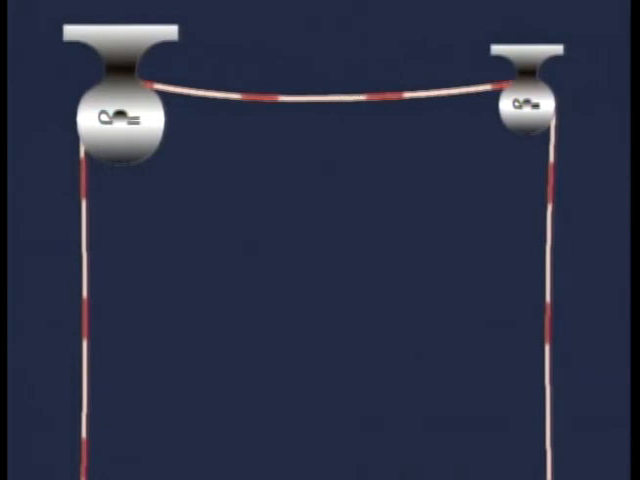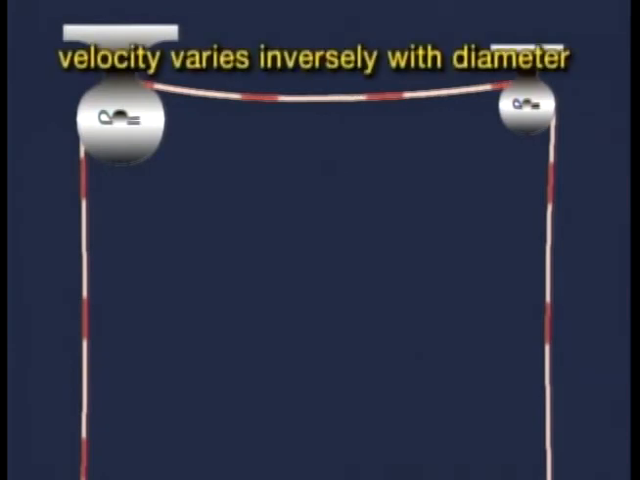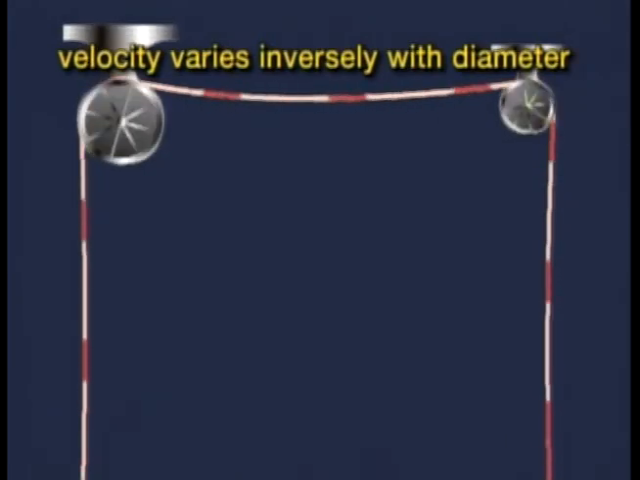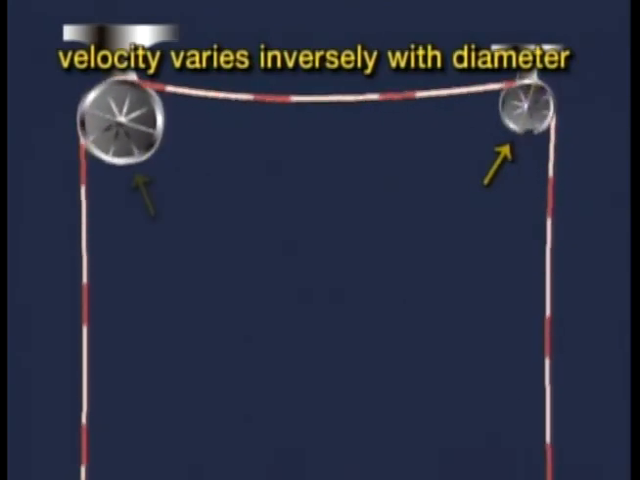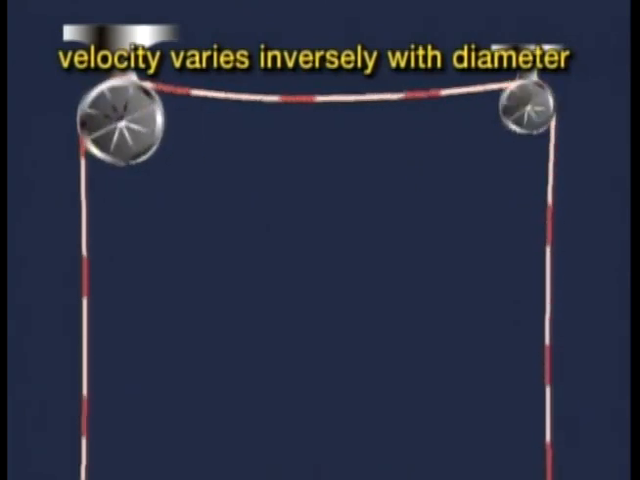Now let's look at a practical problem. The relative speed or velocity of connected pulleys varies inversely with the diameter of each pulley. Here we have a large and a small pulley. Notice how much more quickly the small pulley goes around as the rope is pulled. It has a very high number of RPMs. That's revolutions per minute. The larger pulley goes around more slowly. It has a smaller number of revolutions per minute. The larger the pulley, the smaller its velocity.